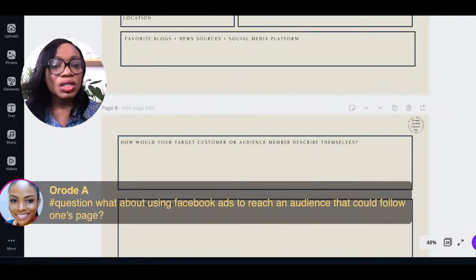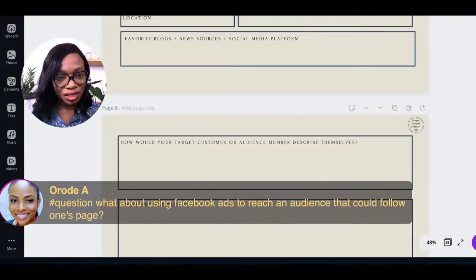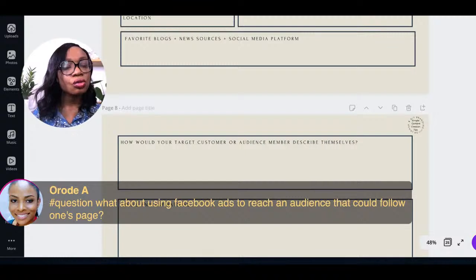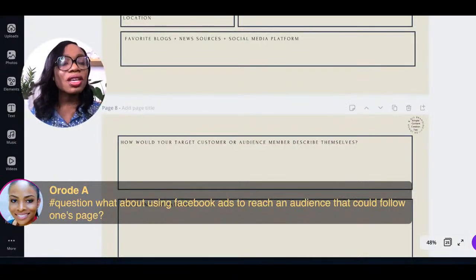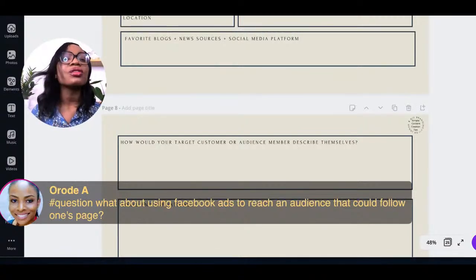Now, our question is, what about Facebook ads to reach an audience that could follow one's page? Yes, you could create a Facebook ad to reach an audience. But if you've specified who that person is specifically, you could add these keywords when you are creating your ad. So your ad is created to suit your audience. It's created to go to those specific people. So you can say people within the age of 25 to 60, but that's broad. When you narrow your focus, you broaden your audience.